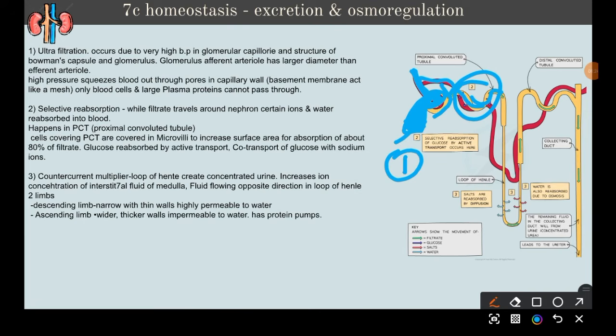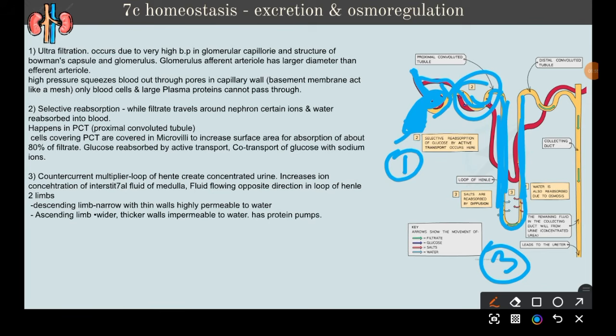And then here we want to create a concentrated urine, because if the urine isn't concentrated, we will lose too much water. This happens here in the countercurrent multiplier, which is the loop of Henle. It's called countercurrent because the filtrate moves in opposite directions in the ascending and descending limb. So, and it's called a multiplier because it makes concentrated urine.